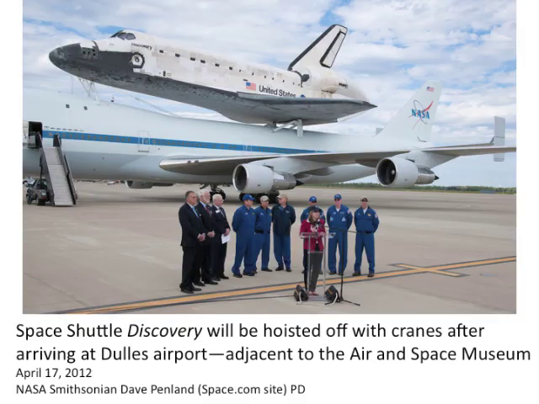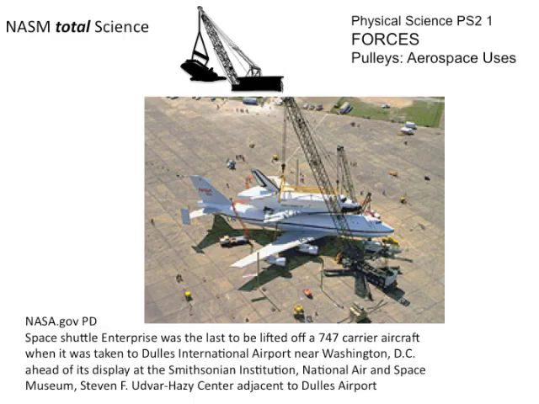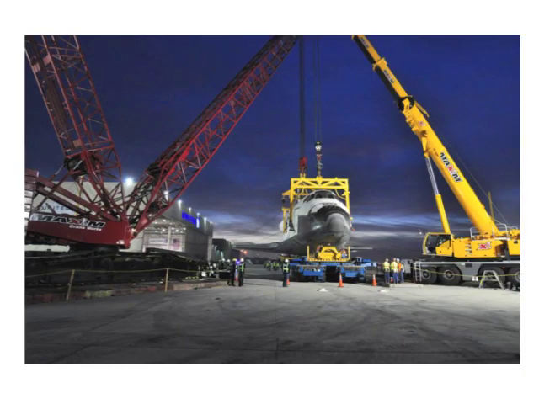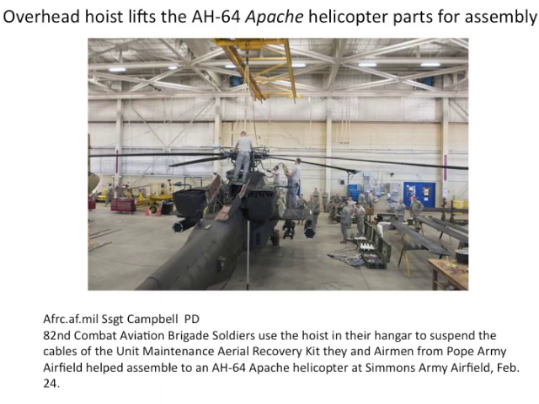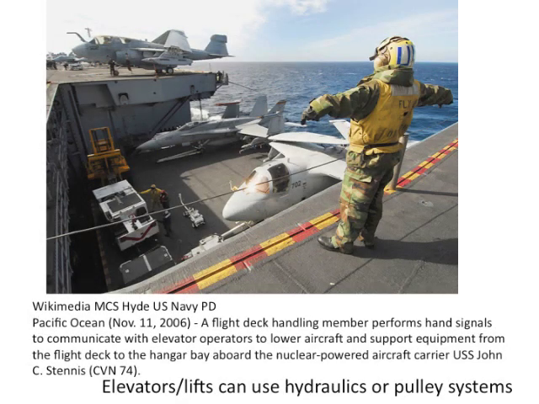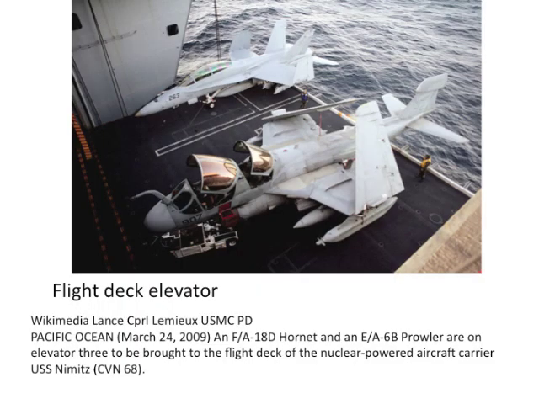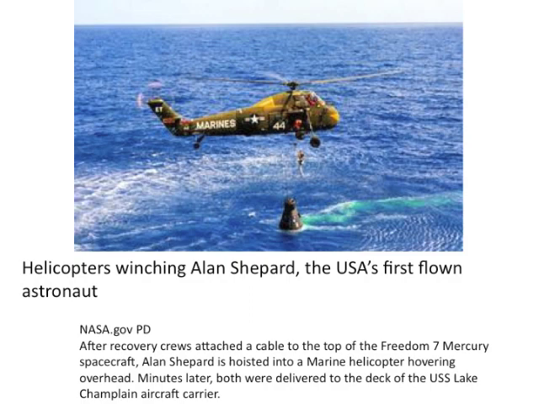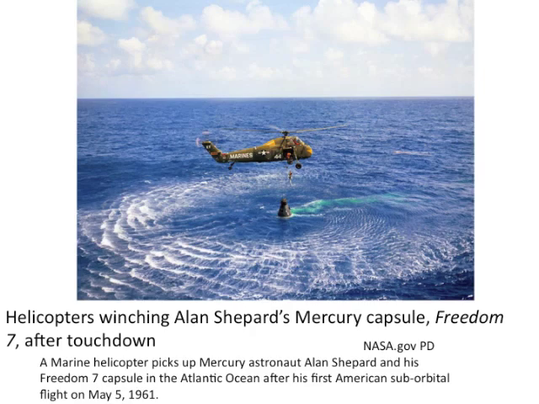And here, the space shuttle being transported between landing sites, and now between museums, because the space shuttle program has finished. And you see the cranes that are used to hoist the space shuttle on and off the back of a 747. Ceiling hoist here, and you can count the cables between the booms on the pulley system. Some lifts use pulley systems, though hydraulics on aircraft carriers move aircraft and ordnance from different decks. And here's Mercury 7 astronaut Alan Shepard being winched out after his historic flight.